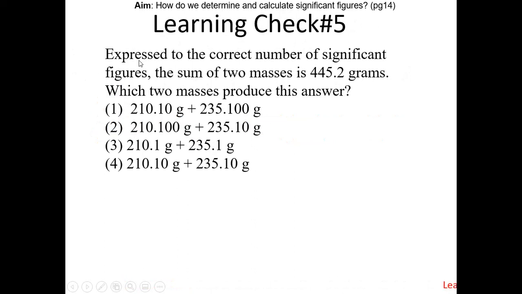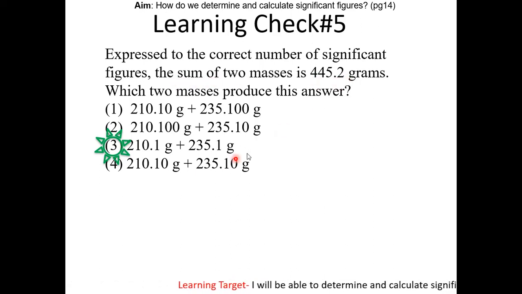Let's do a learning check. Expressed to the correct number of significant figures, the sum of two masses is 445.2 grams. Which two masses produces this answer? So try this yourself, pause the video, and resume once you have the answer. Okay, so the answer is 3. Since this is addition, because this is sum, you're looking for one with 1 decimal place. So 3 is the only one with 1 decimal place. The other one has more than 1 decimal place.